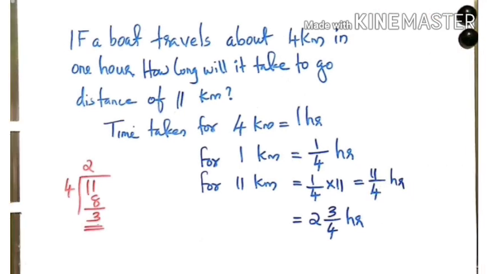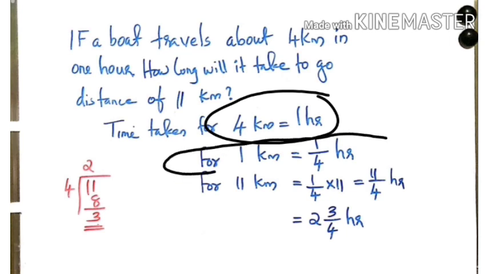It's a very simple problem. Firstly, write the given data. That is, time taken for 4 km is 1 hour. Now convert that data into the base form. For 1 km, the time taken is 1 by 4 hour. After converting into the base form, or 1 km, you can find the time taken for any distance.